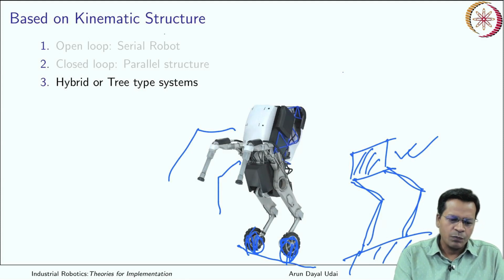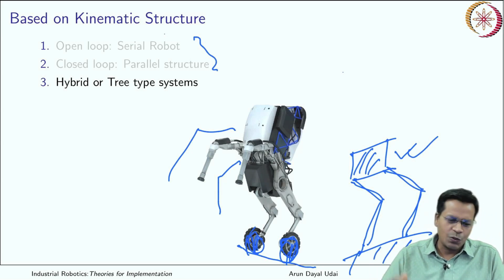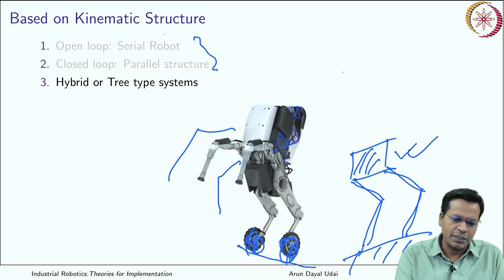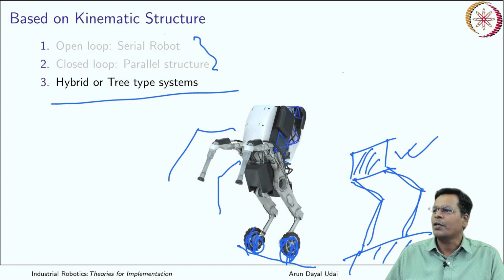Two of these, at least a serial and a parallel robot, we'll be discussing very much in detail in the next lecture. And the tree type system is beyond the scope of this syllabus, but still you may find plenty of good videos for this kind of robots.